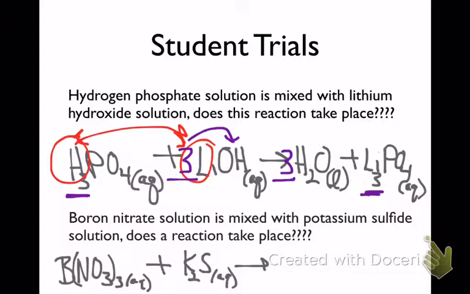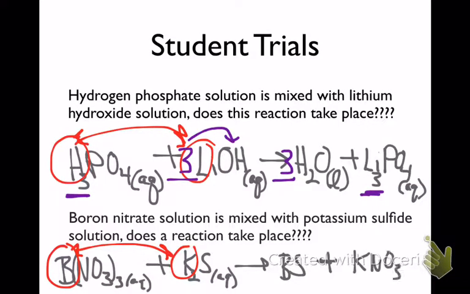You can see I've got the circumstances that this might be a double replacement reaction. 2 ionic compounds in solution. The ions are going to trade places. Boron is going to trade places with potassium. So boron hooks up with sulfur, potassium with nitrate. Again, though, we've got to write the correct formula. So let's look at the oxidation states.